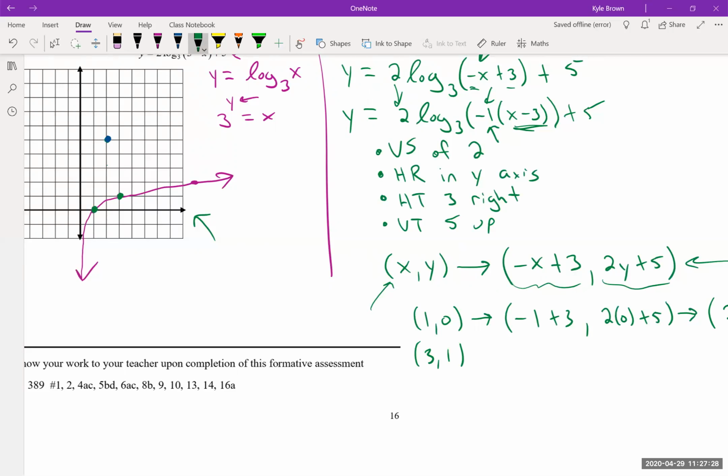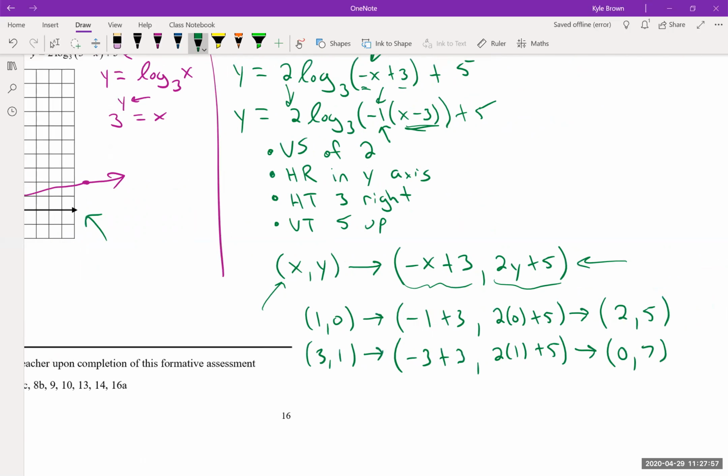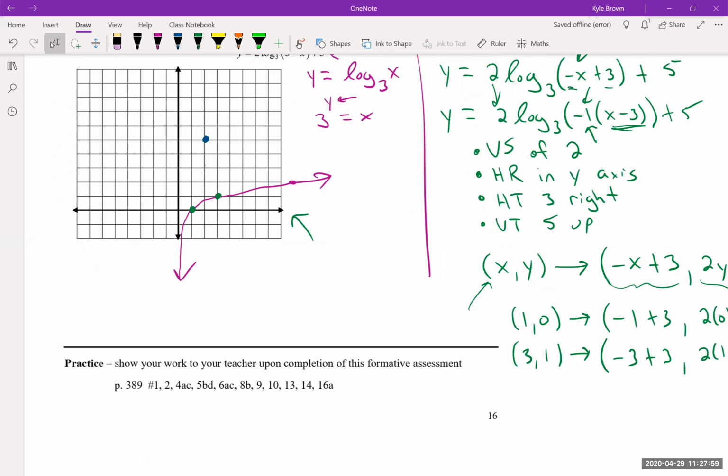So point 3, 1, where's that going to be? All right, so that's going to be negative 3 plus 3. And then our y value is going to be 2 times 1 plus 5. So that one will be at, okay, negative 3 plus 3, that's 0. And then 7. Okay, so 0, 7. So 0, and then up to there. Oh, make that blue too.